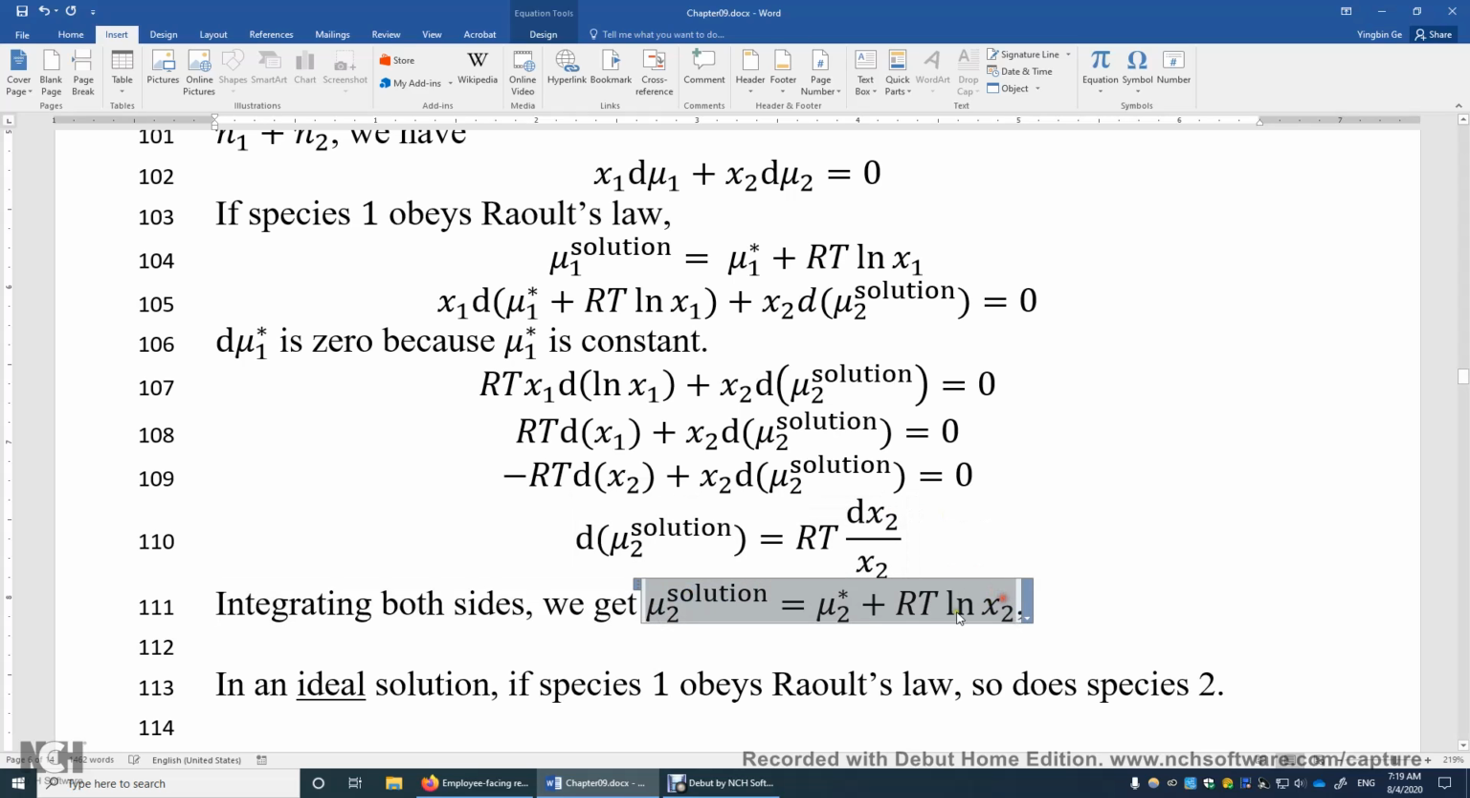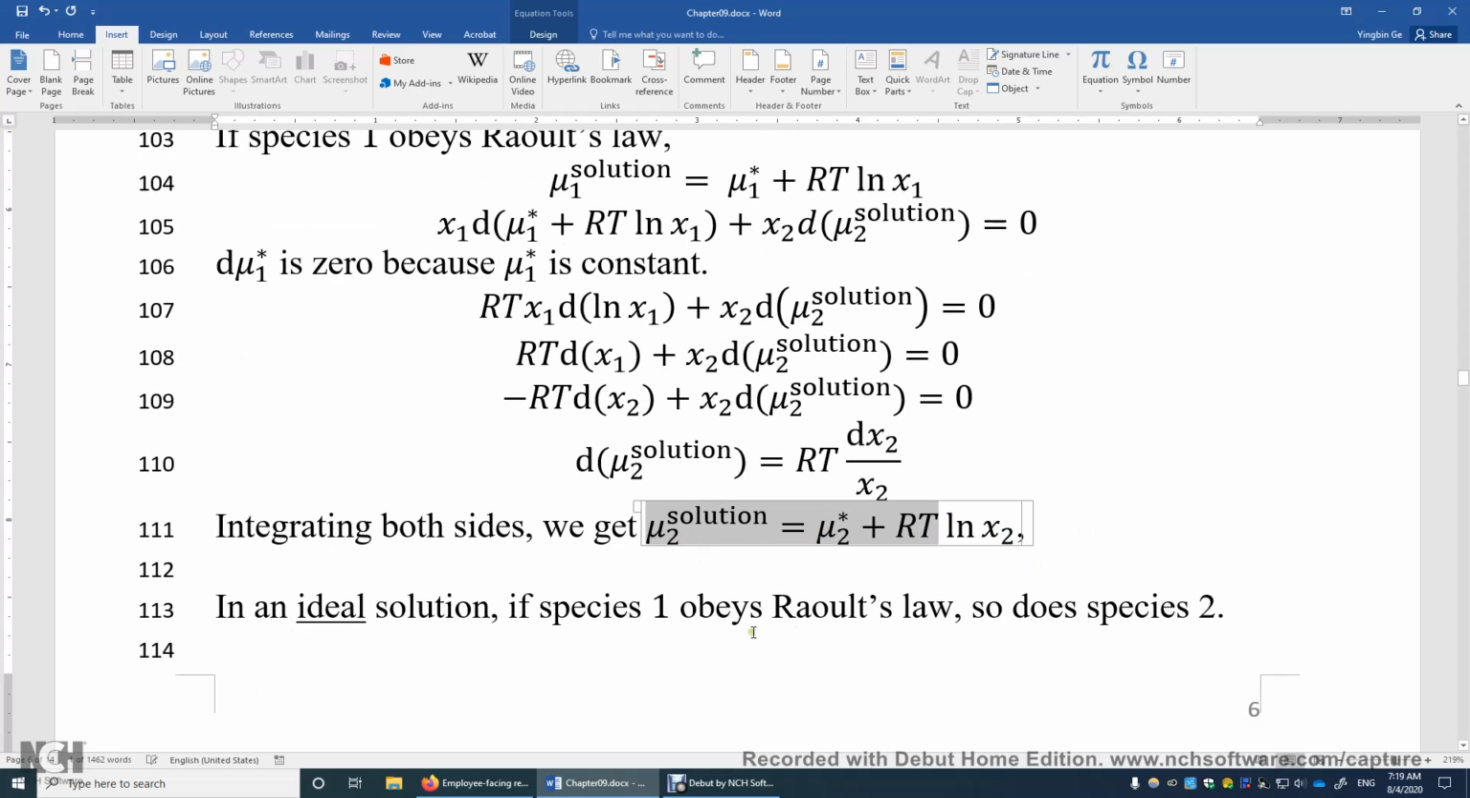So this equation tells you the chemical potential of component 2 in the solution is the chemical potential of pure 2 plus RT times ln x2. Again, this is a different form of Raoult's law. I know Raoult's law tells you x2 is the partial pressure of component 2 divided by the vapor pressure of pure 2. Given that, you can prove this, so it's equivalent to Raoult's law.